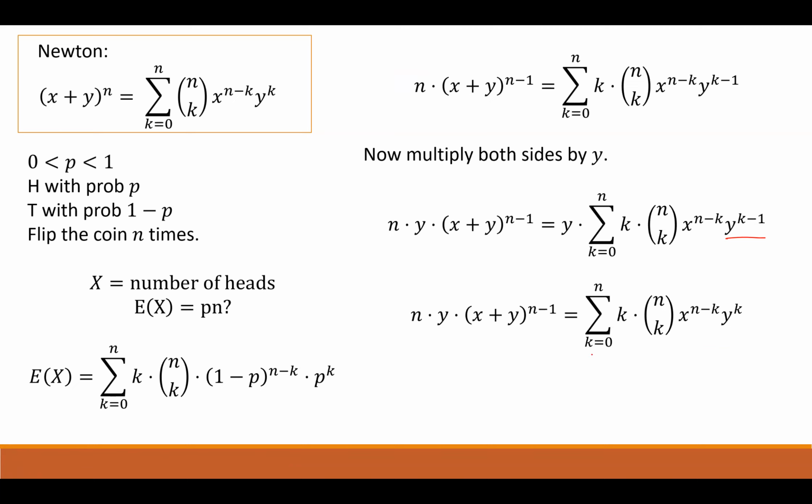So yeah, now we have basically what we're looking for here, right? It has the same form, if I substitute p for y and 1 minus p for x, and I have a closed form for it by taking the derivative. Same trick as we used before. Okay, questions? All right.